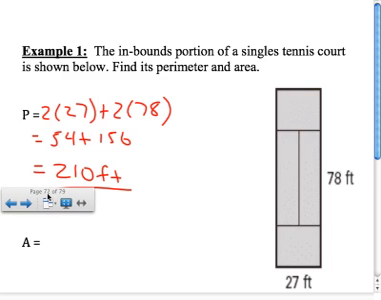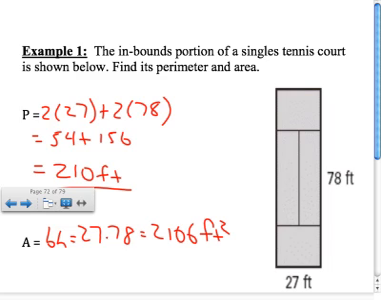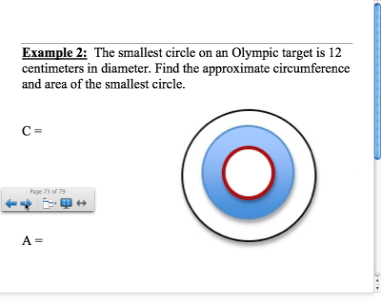And then the area of the tennis court, right? A equals base times height. That's 27 times 78. And 27 times 78 is 2,106 square feet. All right. So again, very basic problem involving perimeter and area of a rectangle.